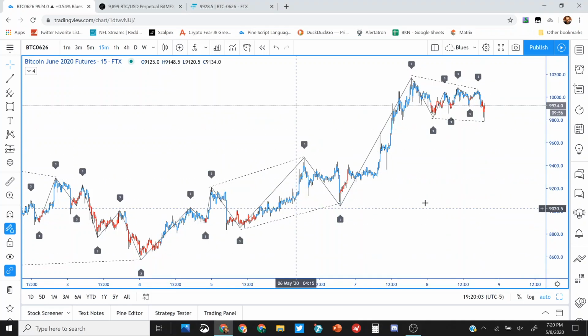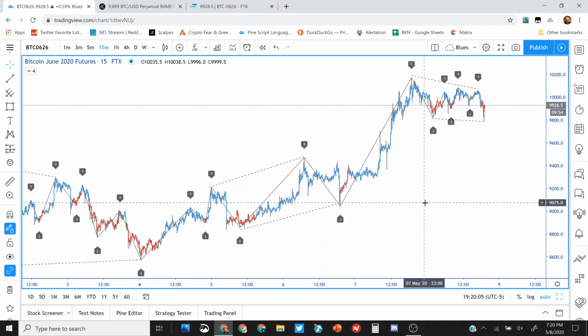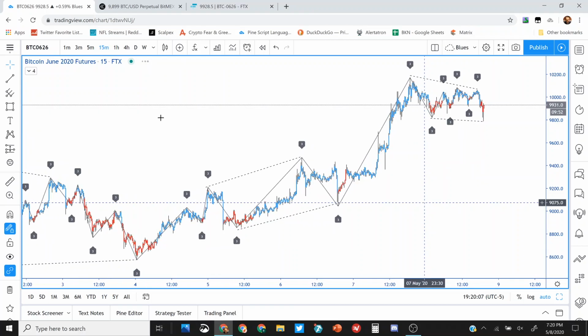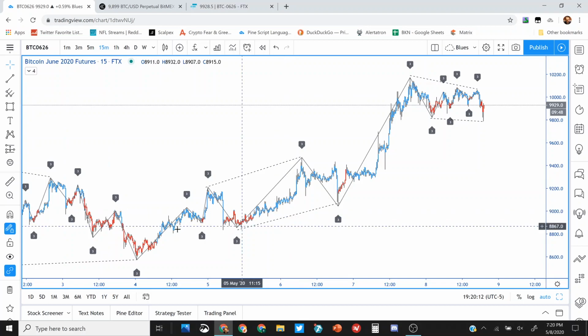What's going on, guys? Let's talk about what's happening in the cryptoverse. I'm going to start on the June futures contract for one reason in particular.